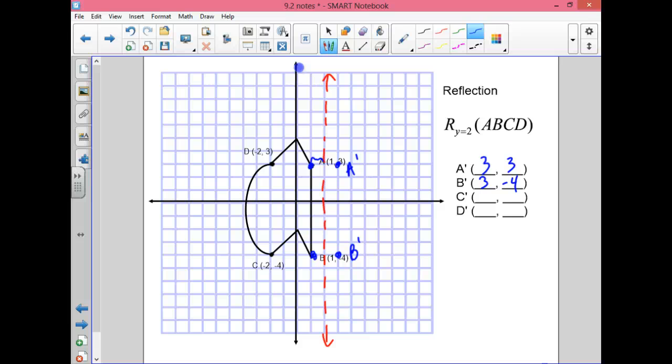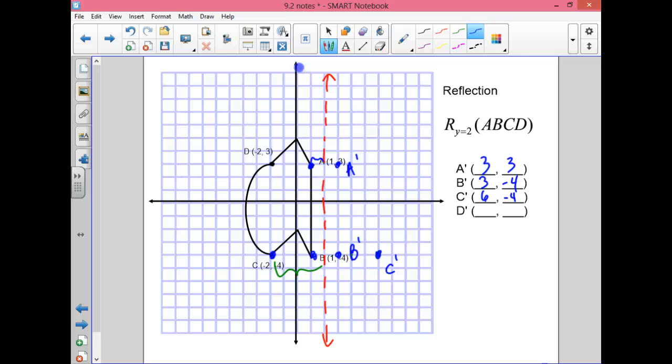Okay, let's do C next. C, the distance from C to the line of reflection is 1, 2, 3, 4 units. So we need to go 4 units in the other direction. So 1, 2, 3, 4. Draw it in blue. And that is the point 6, -4.